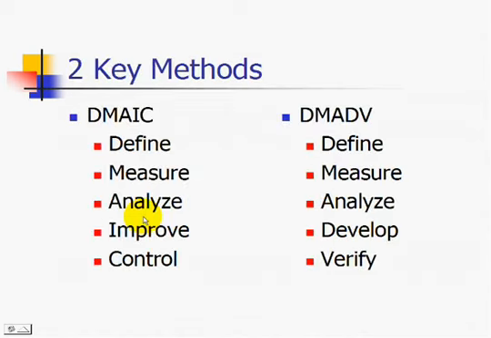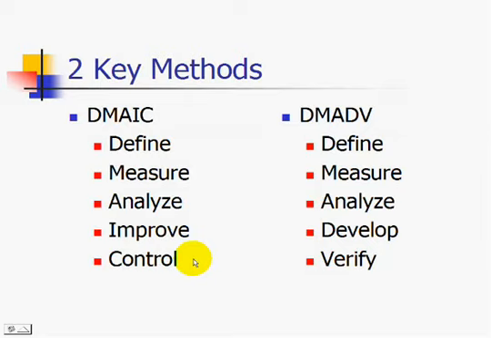All right, now we get to this screen. There's two key methods for Six Sigma, and one is called the DMAIC, and the other one is the DMADV. And you may be familiar with these terms. If you're not, then here's a quick definition of what the letters stand for. You've got define, measure, analyze, improve, and then control.